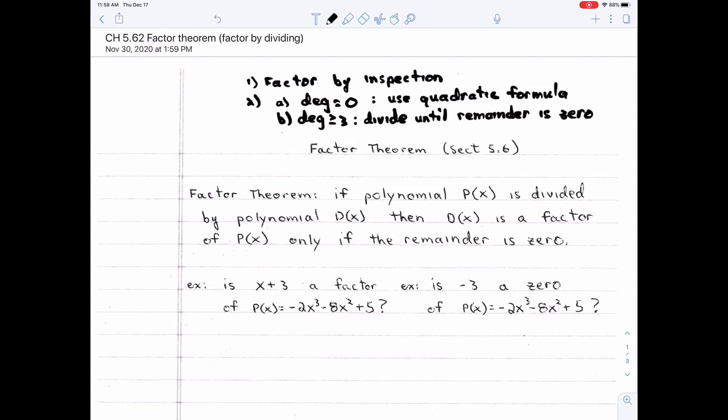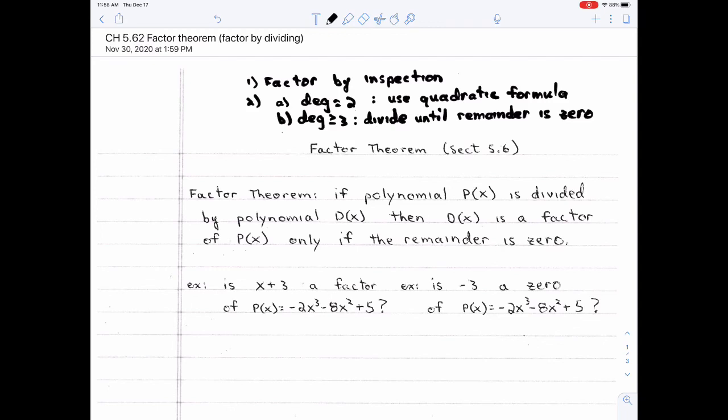Okay? So you try and factor by inspection. Sorry, not the degree is 0. I don't know why that bell keeps ringing. The degree is 2. Okay, you use the quadratic formula. If you're not dividing and its degree is 3 or greater, you're not doing what you should be doing, okay? And that can be long division or it can be synthetic division. Of course, if you can do synthetic division, it'll be easier.